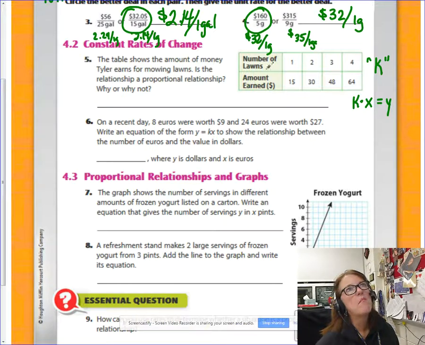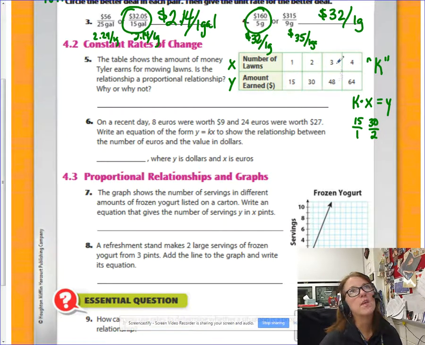When in doubt, this is your input, the X value. This is your output, the Y value. Go ahead and make a ratio out of each of these pairs, but put the Y value on top. So take 15 over 1. Take 30 divided by 2. Take 48 over 3. And take 64 over 4.